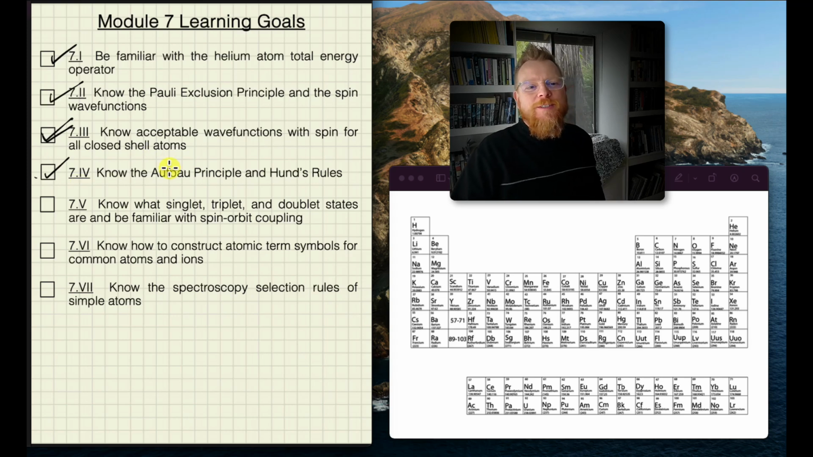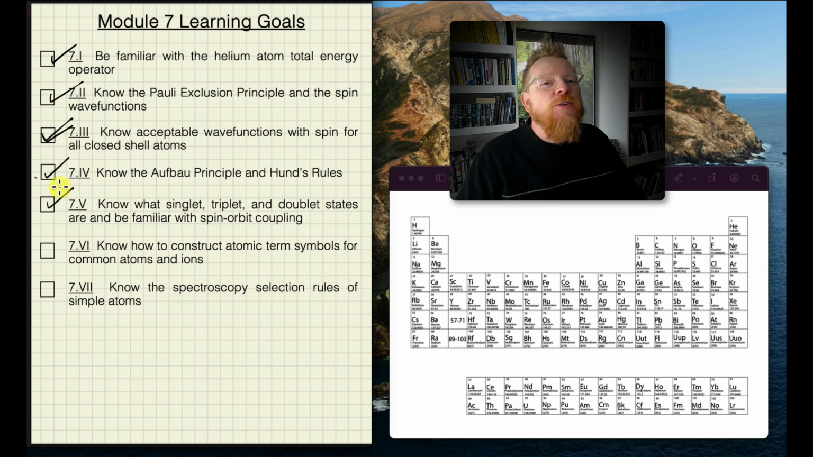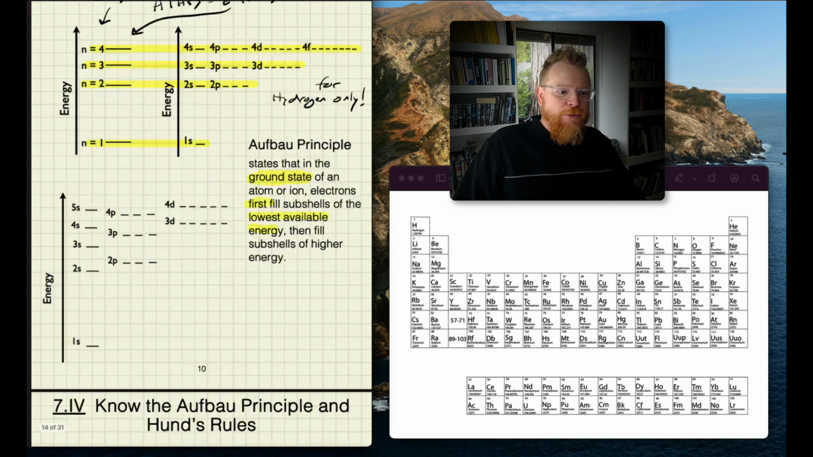Okay, folks, another video, another learning goal, 7.5. Know what singlet, triplet, and doublet states are, and be familiar with spin-orbit coupling. So we've already started to allude to the singlet and triplet states. So let's uncover this in a little bit more detail.